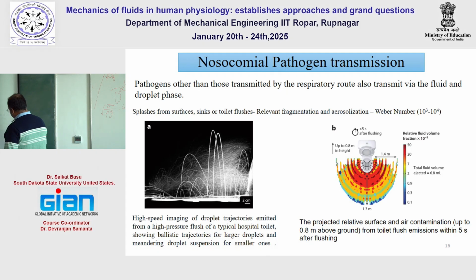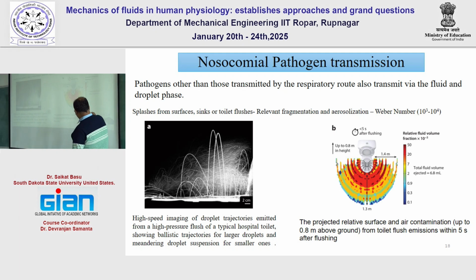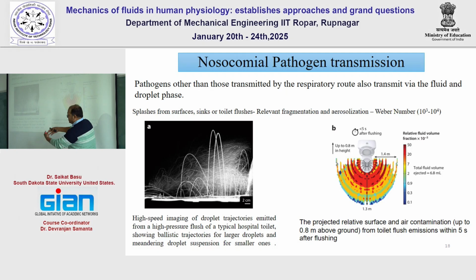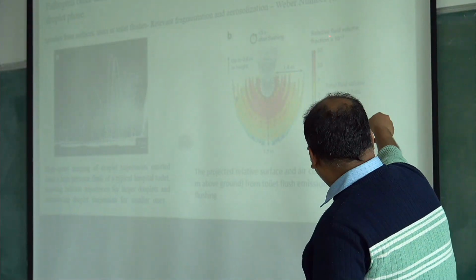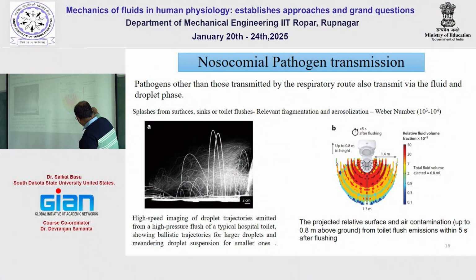So this is about seeing the droplet trajectories and the subsequent release of the smaller droplets. They have studied how far these go. You can see these dotted lines are basically the jets ejecting out from the flask. You can see the relative fluid volume fraction. So they have made some sort of contour map of the fluid released.